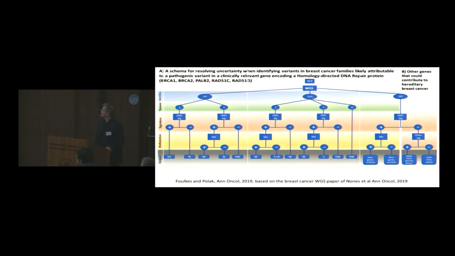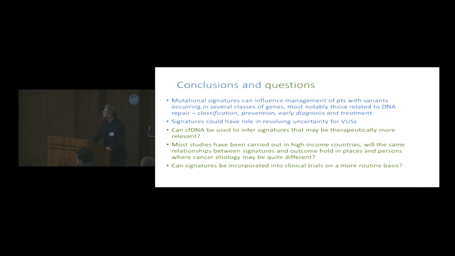So I will just come to a conclusion by saying that, obviously, as you know, the signatures could influence management. It's in several classes of genes, both at the level of classification, at the level of prevention, early diagnosis and treatment. I think across the board there could be a role. And of course, I would like to think that they could be used to help to resolve uncertainty for VUSs.